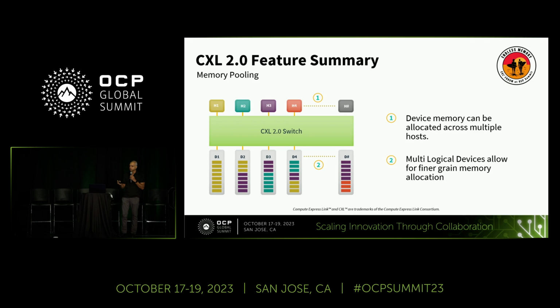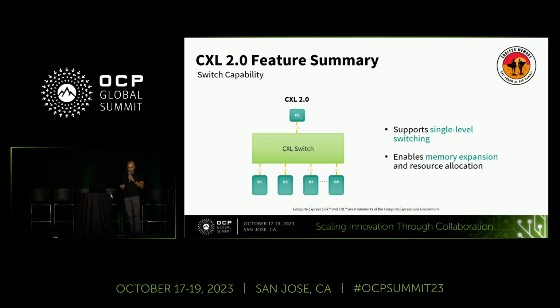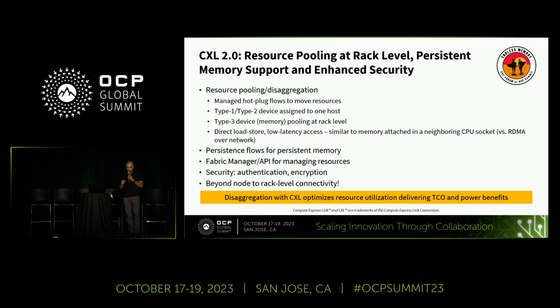So either you can use the CXL 2.0 switch to get to doing memory pooling, or you're just looking at expanding the memory capability and get the fan out capability. So it moves CXL from direct attach now to being connected behind a CXL 2.0 switch. And this is an example of a single level switching. It enables that memory expansion capability that I was talking about.